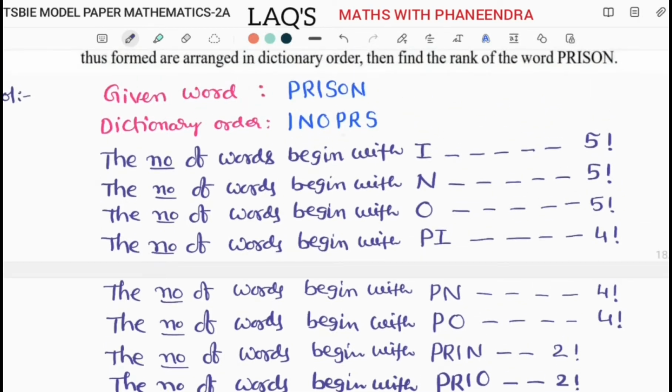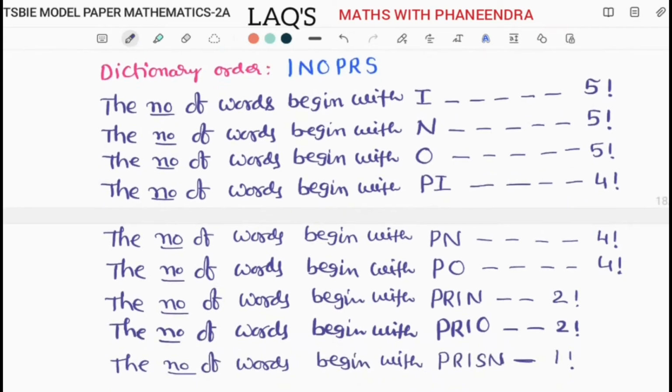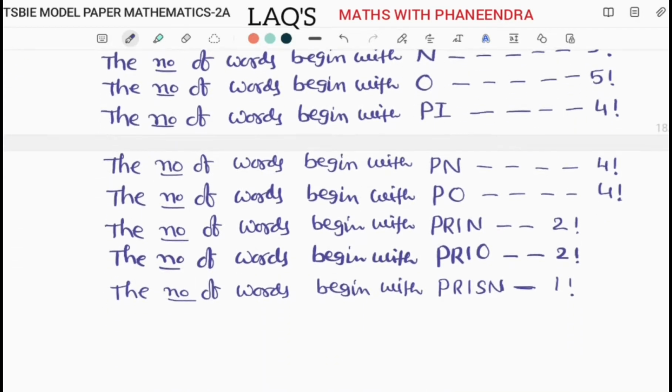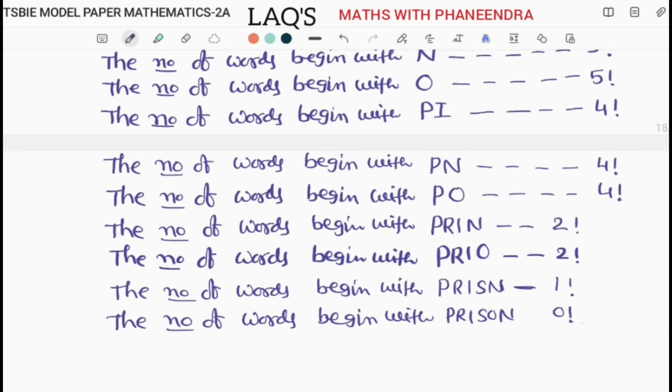PRISN. Next, PRSIO is there. Next word is prison only, no? So the number of words beginning with prison, it can be done in 0 factorial ways. No letters are left, all letters are fulfilled, no? So 0 factorial. So therefore this is the required word, that is prison.